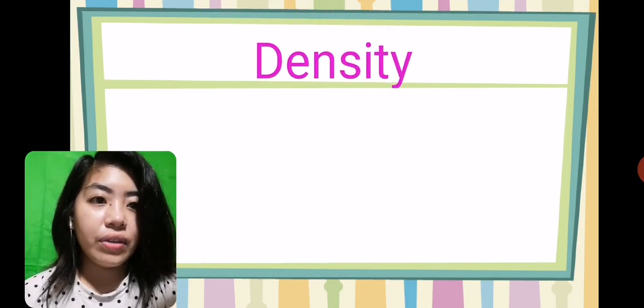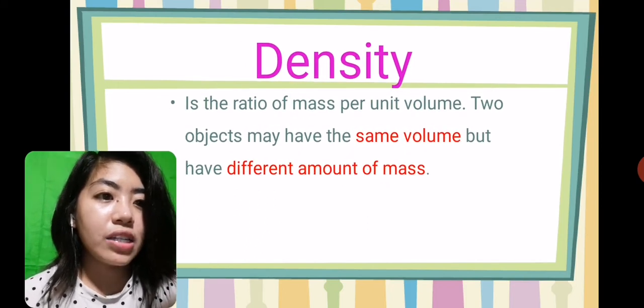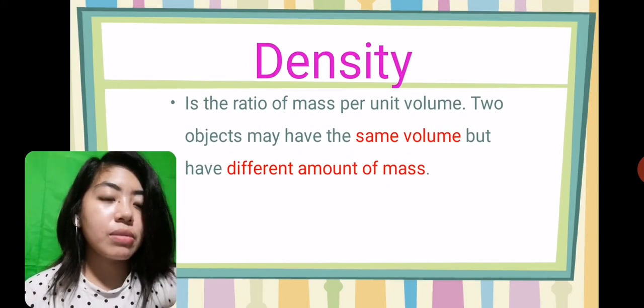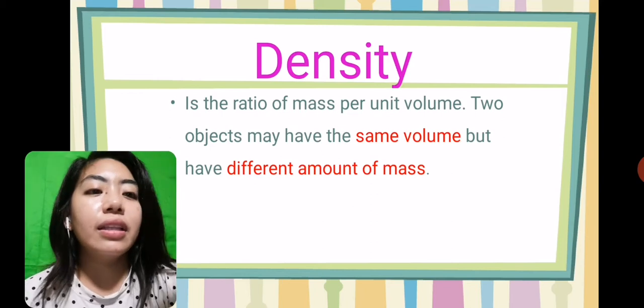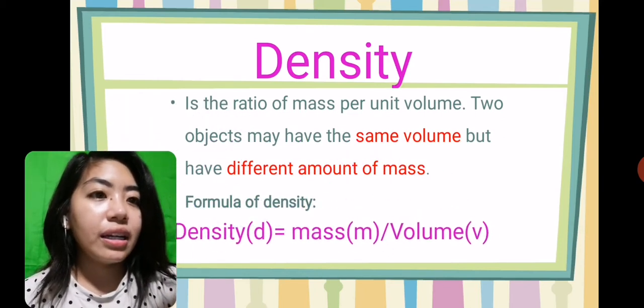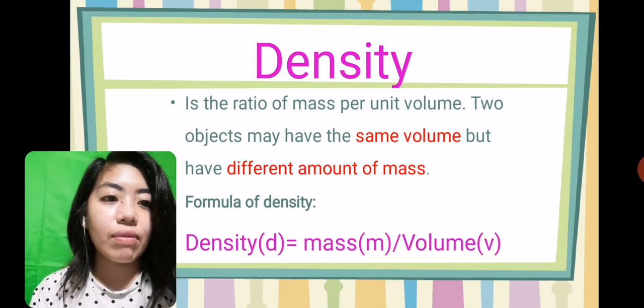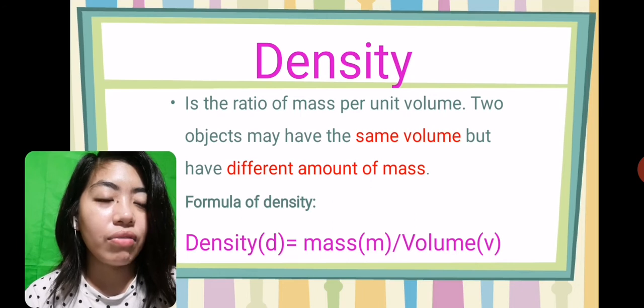Okay, we have here density. Pag sinabi natin density, ratio of mass per unit volume. Two objects may have same volume but different amount of mass. So, meron kasi tayong formula na ginagamit for density. So, we have here, density is equivalent to mass divided by volume.